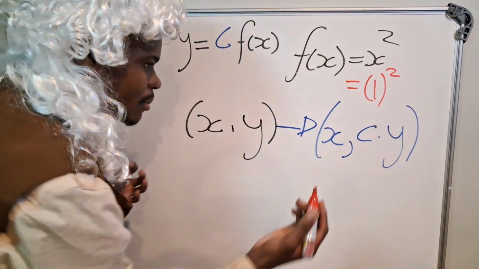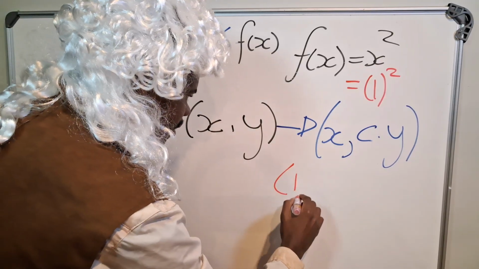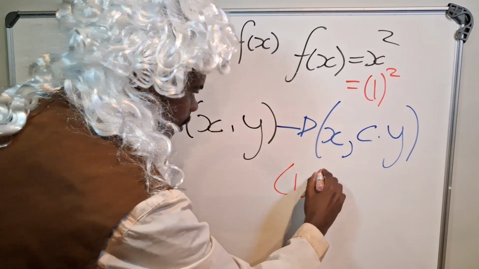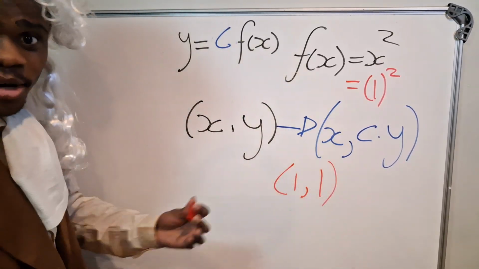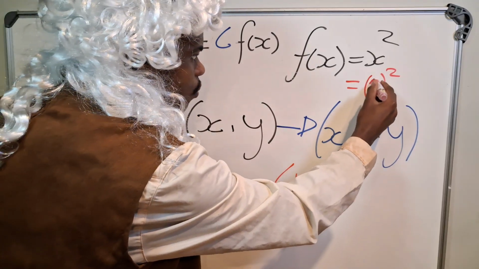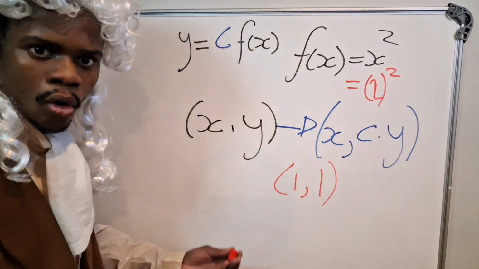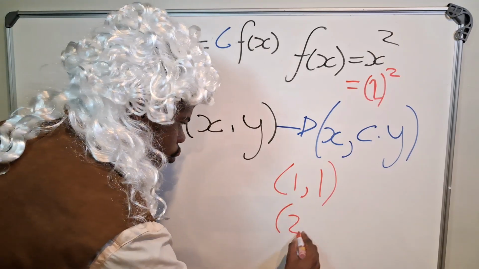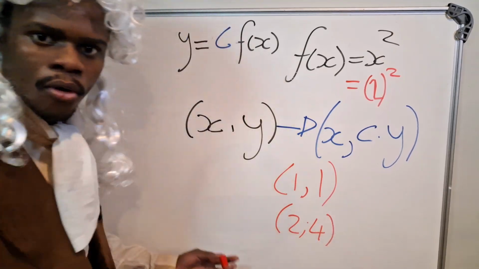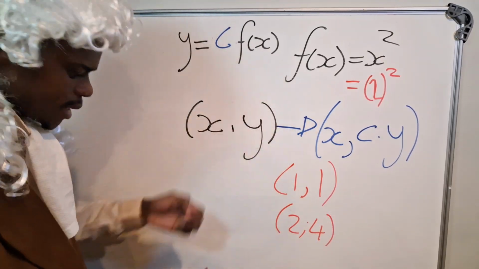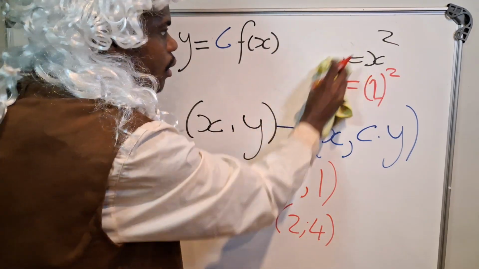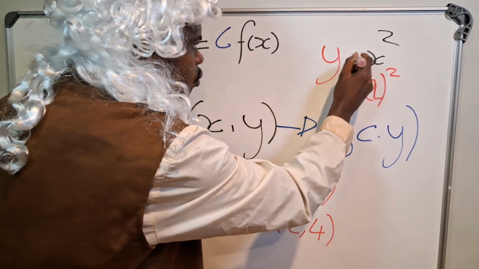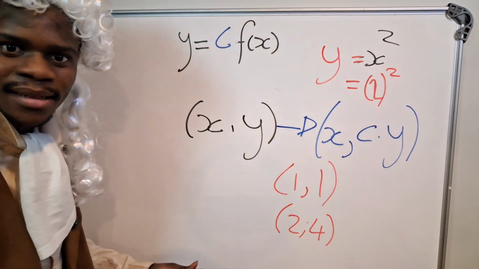So basically, what I'm saying is, when x is 1, y is also 1. Let's try another number. Let's say we're substituting 2 for x. So 2 squared is 4. So what does that mean? It means that when x is 2, y is 4. So this f of x actually can also be written as y is equal to. That's another way of writing it.